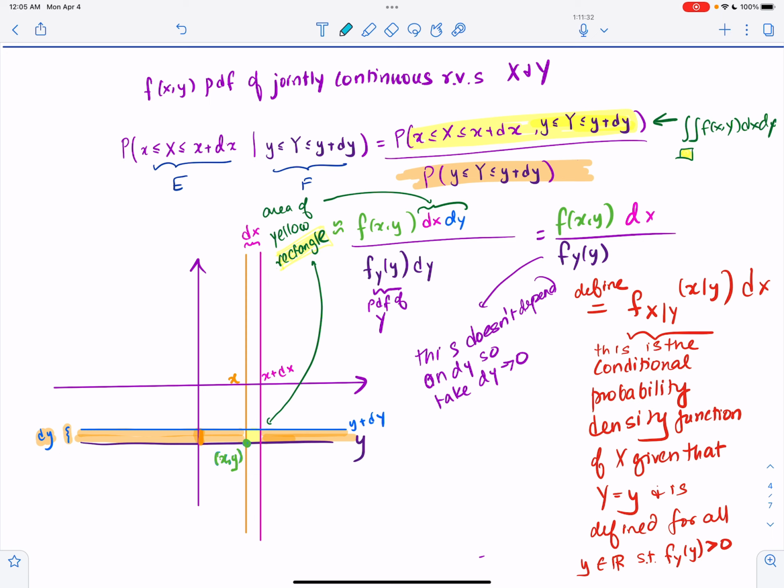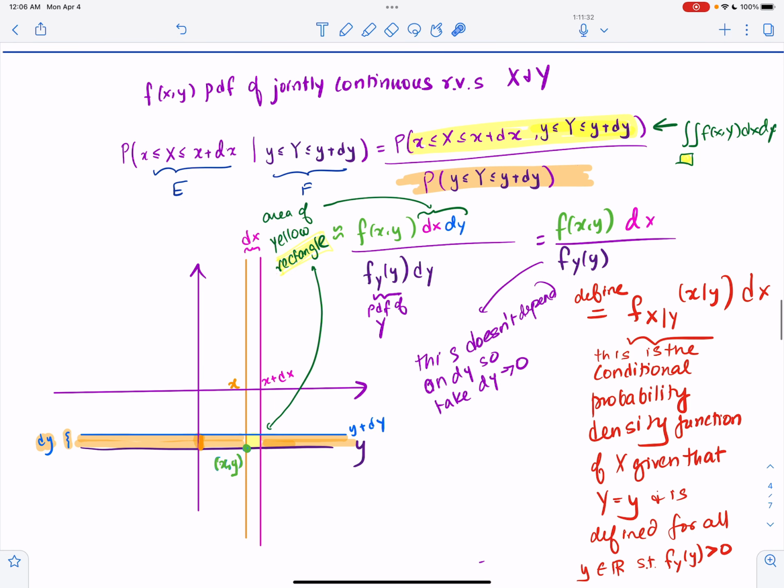So suppose you have random variables x and y that are jointly continuous. Okay, so suppose you're looking at the conditional probability that x is in some interval x to x plus dx, given that y is in some interval y to y plus dy. Think of the first as an event E and this as an event F. Then what will that be? You know from the conditional probability formula, that's the probability of E intersect F over the probability of F. So I wrote this down.